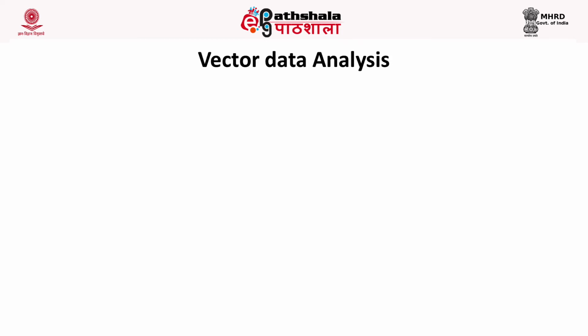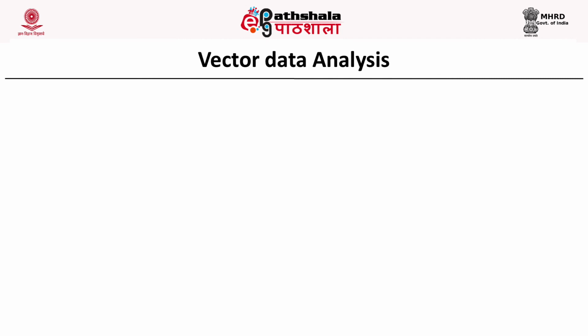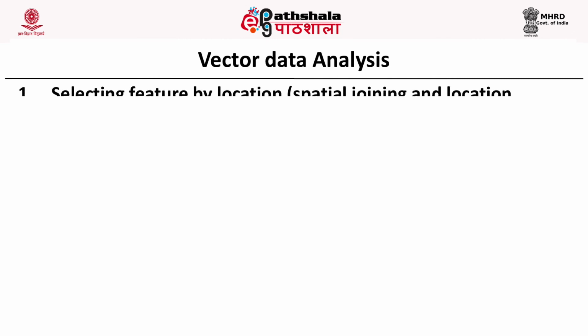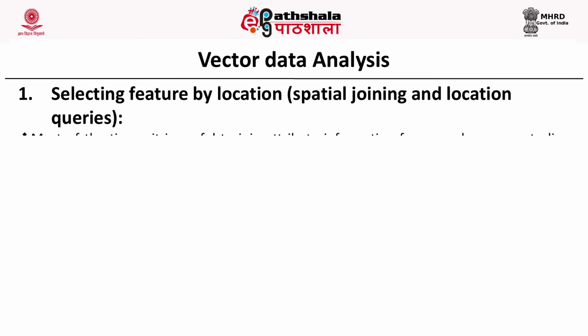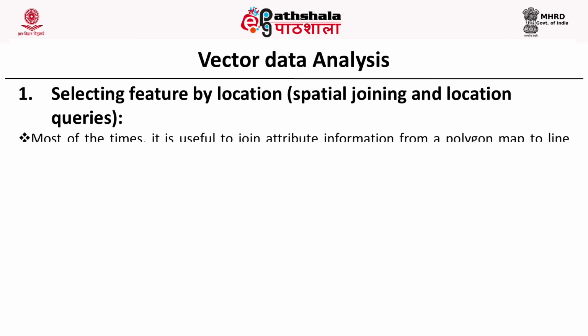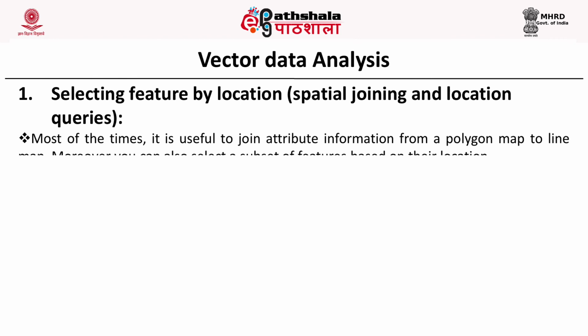So some examples of vector data analysis include selecting feature by location. This involves spatial joining and location queries. In most of the times, it is quite useful to join attribute information from a polygon map to a line map. Moreover, one can also select a subset of features based on their location. The next is buffering and overlaying.